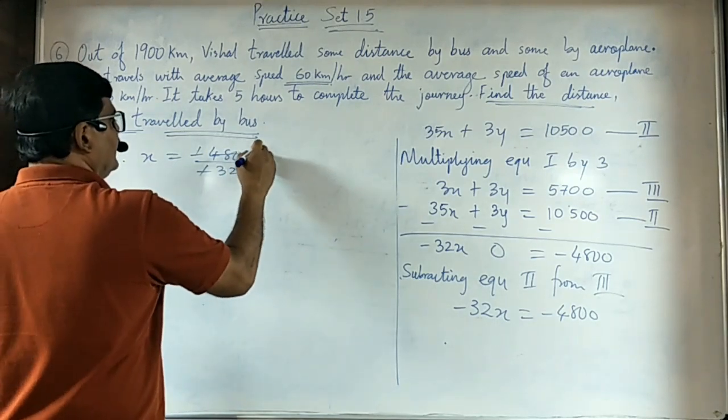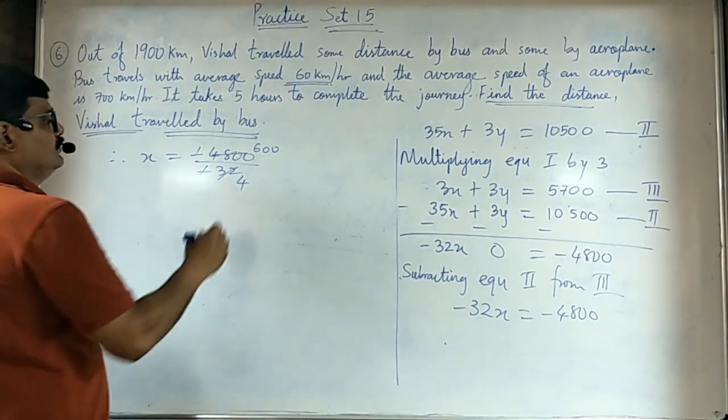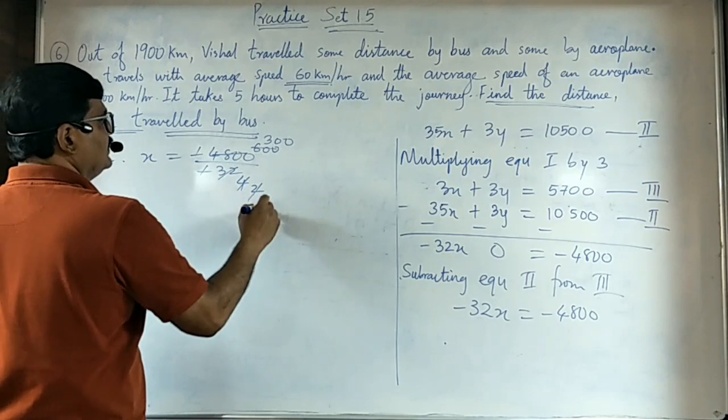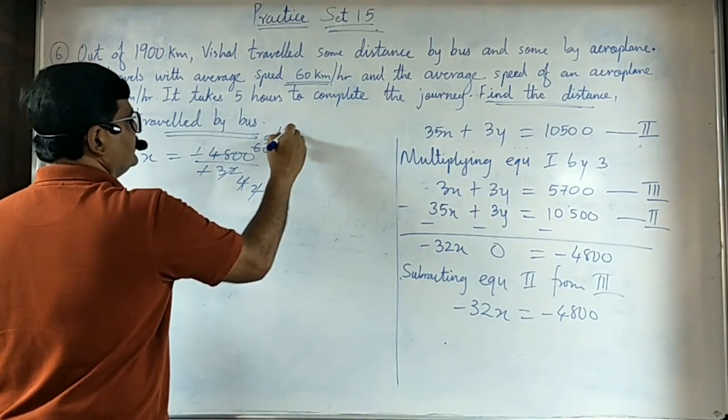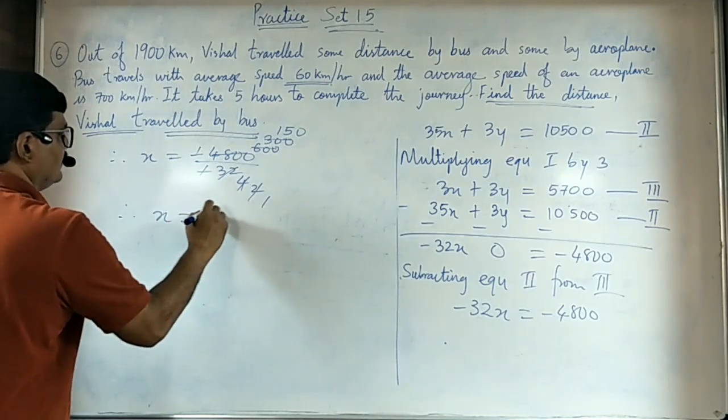8 6s are 48 and 00, 8 4s are 32. 2 2s are 4, 2 3s are 6 and 00. 2 1s are 2 and 2 1s are 2, 2 5s are 10 and 0. So that means therefore I am getting x is equal to 150.